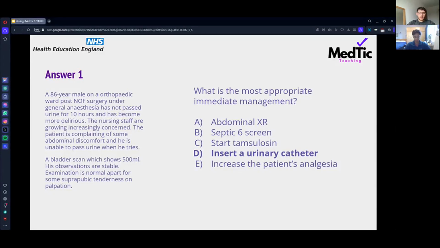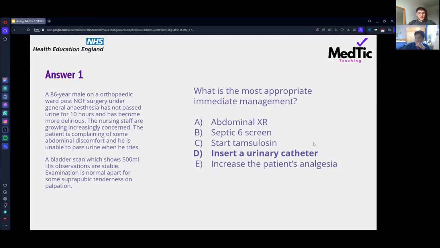And then looking at potentially some of the reasons he might be in urinary retention, which we will go through in the next few slides, how to systematically assess a patient for urinary retention and possible causes. Essentially this patient had a GA, so anaesthetic drugs are a risk factor for urinary retention. They were also displaying some other symptoms of urinary retention, such as becoming a bit more delirious, and the abdominal discomfort, of course.